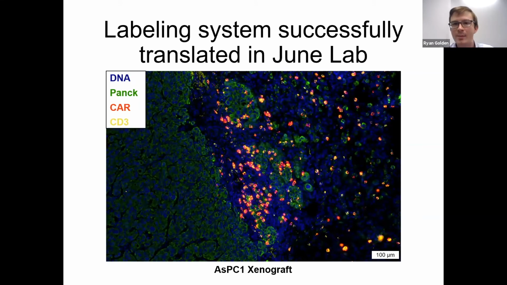NanoString really took the ball far in getting that labeling method working. They transferred that method to us, and we now have that working in our lab, where we can label DNA and pan-CK and CAR and CD3 all on the same slice of tissue, and then use their instrument to do profiling for those 80 genes that are in their human immuno-oncology panel. And as this is successful, we look forward to expanding to their cancer transcriptome atlas.